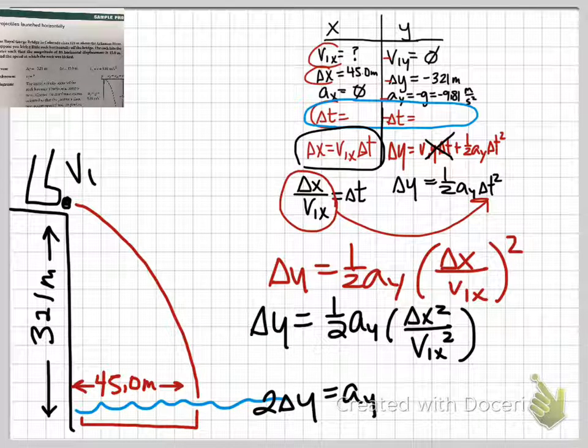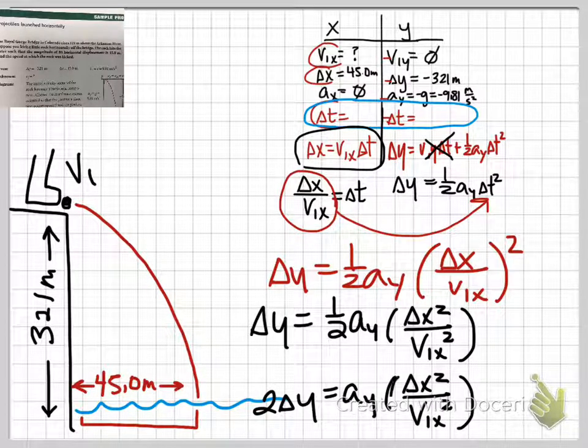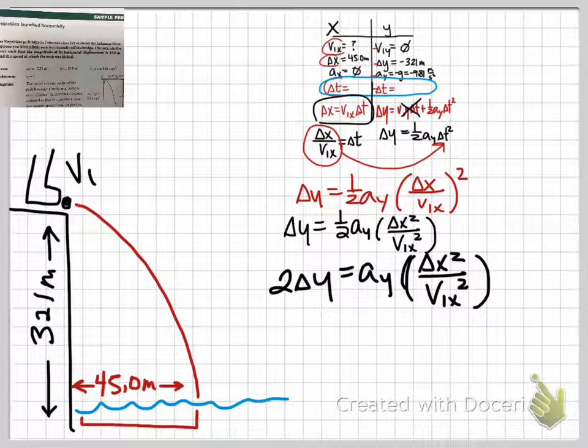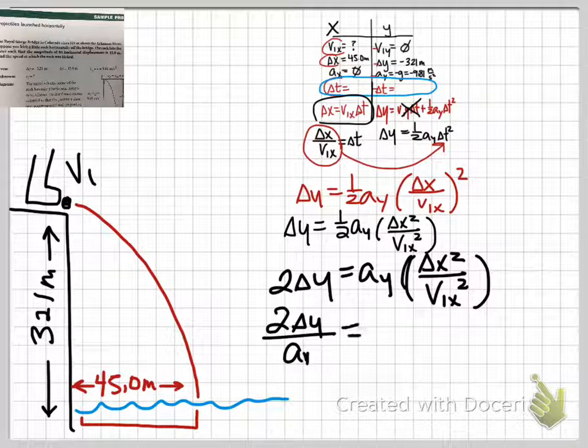Thank goodness for Doceri. What did I do before Doceri? I had to rewrite stuff all over the place. There we go. So I've got that. We're getting closer. Both sides by a sub y. 2 delta y over a sub y equals delta x squared over v_ix squared.